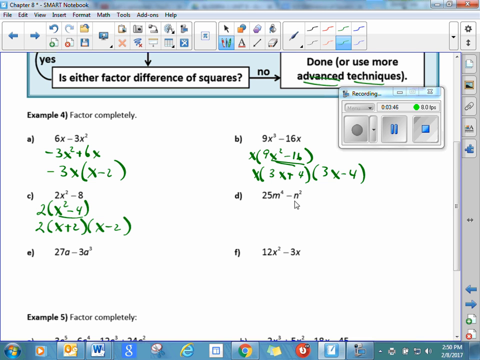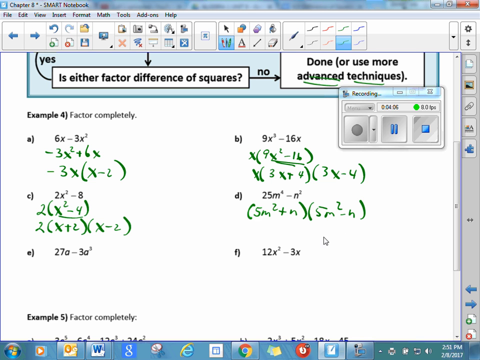I'm looking at this guy. He's in standard form. I don't see a GCF to pull out. There's nothing that these two terms have in common. But I do notice now in my flow chart, yes, this is the difference of 2 squares. So I can go directly to (5m squared plus n)(5m squared minus n).